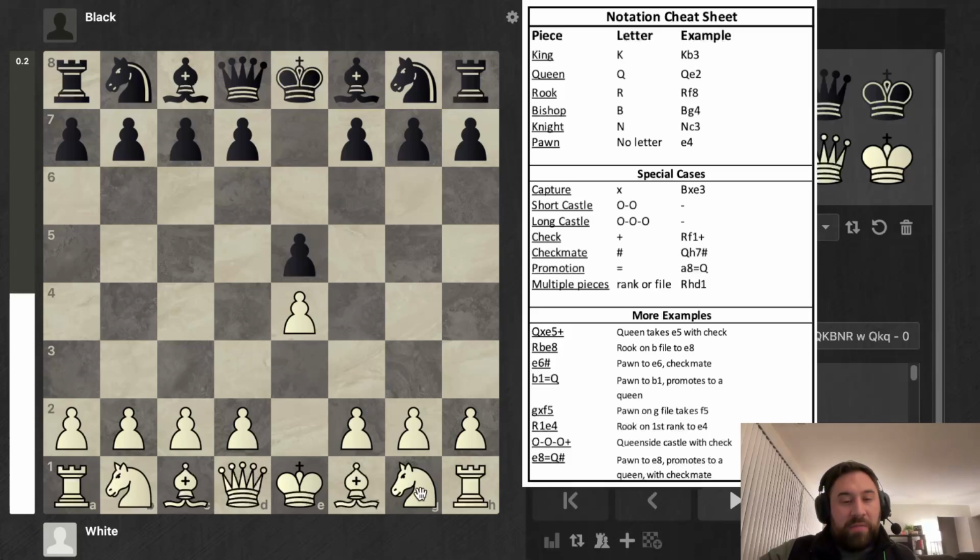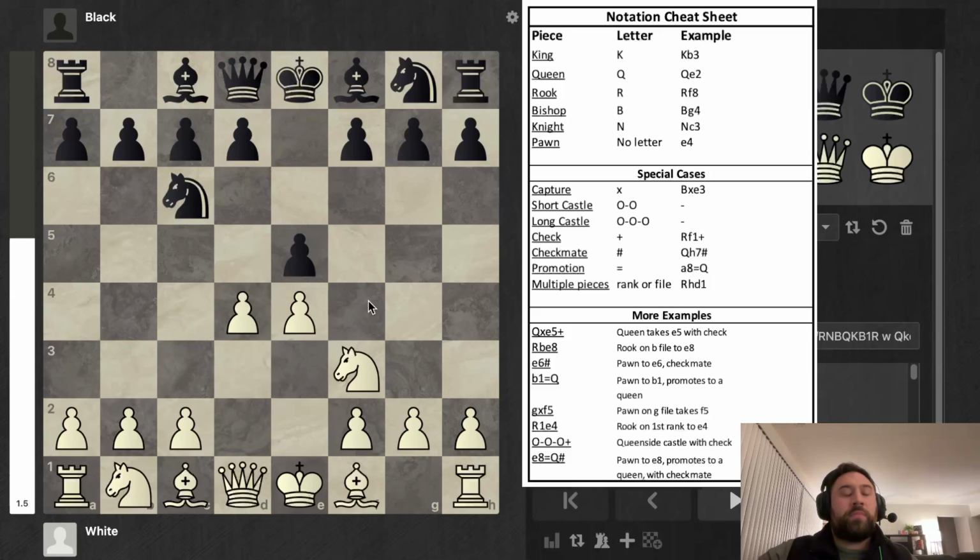So then maybe after knight F3, black plays NF6, and now white plays D4. Okay, so we've talked about how to notate all of the pieces and the squares that they move to. If you have questions on that, please feel free to go back and review the video on that one. Watch it as many times as you need. Because now we're going to talk about some of the special cases.